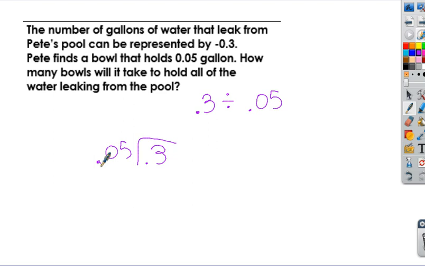Now, when I'm going to divide decimals, I can't have a decimal outside the house, so I'm going to move it over 2 times. And I have to move it over under the house 2 times as well. I go ahead and I write my decimal already in my answer. That way I don't lose track of where it's supposed to be. Now, this is the same thing as saying 5 goes into 30 6 times. And there's nothing of a remainder.